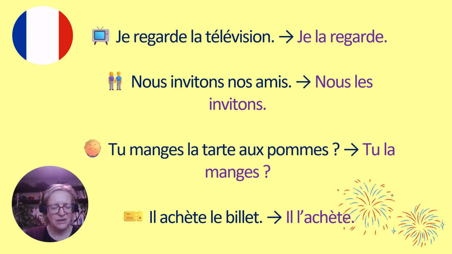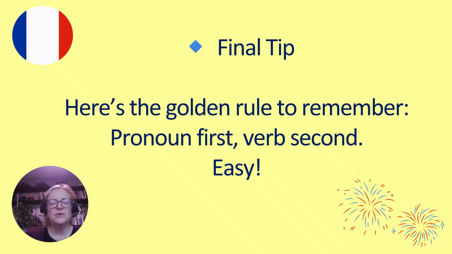Using direct object pronouns comes under complex language, which is what we're looking for as examiners to give you those higher grades. So the final tip, the golden rule, is the pronoun comes first and then the verb. So pronoun before the verb.